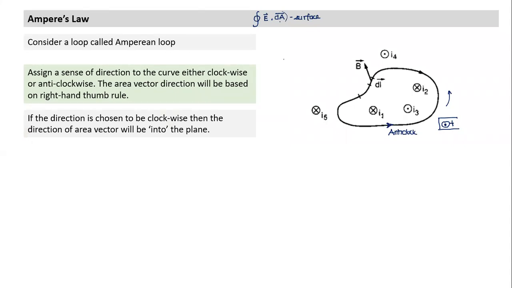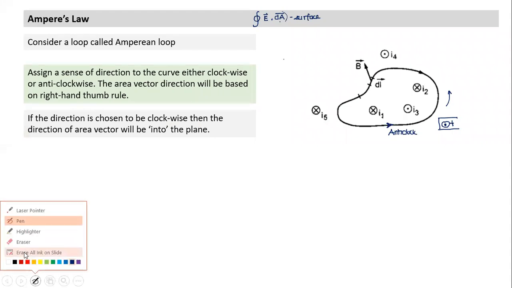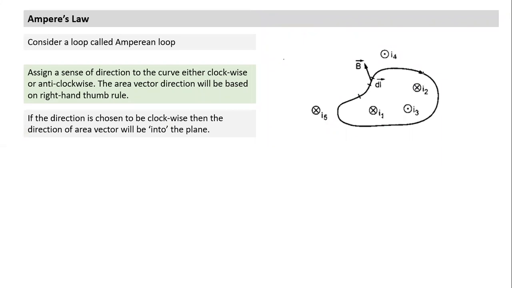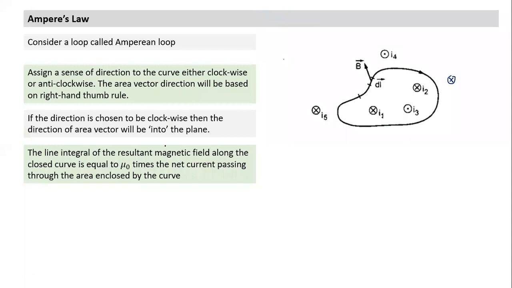In this particular case, if we take clockwise, then cross is positive. Now, what is the law here? This is a statement of the law. The line integral of which field? Why was the resultant magnetic field used here? We used a similar term in the case of electrostatic field laws also. The field is not due to one current element; the field is due to all current elements.